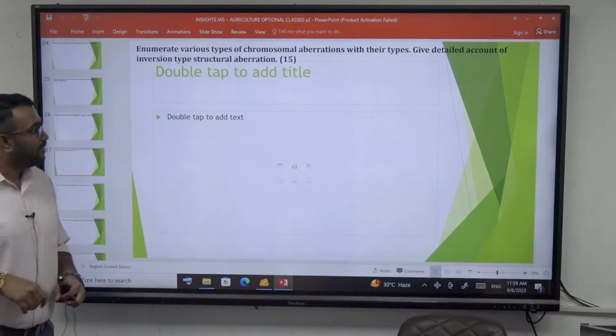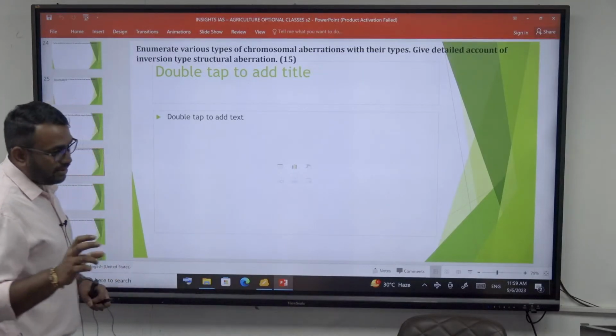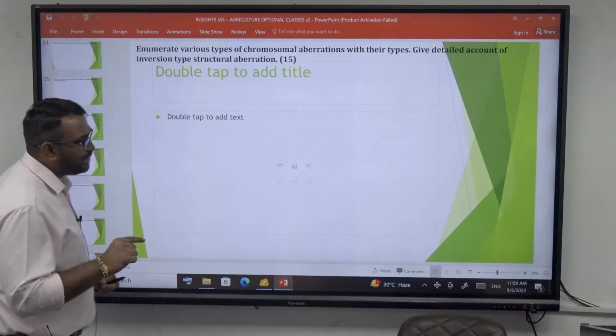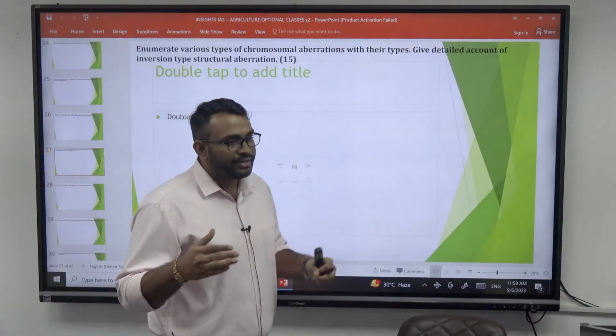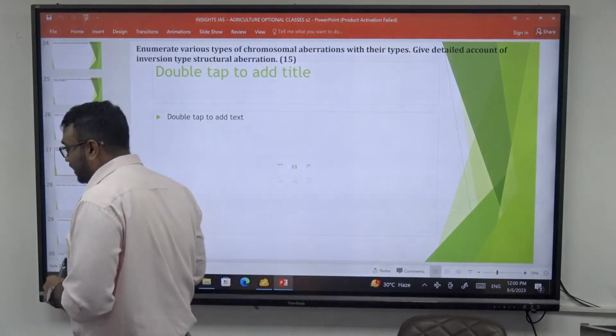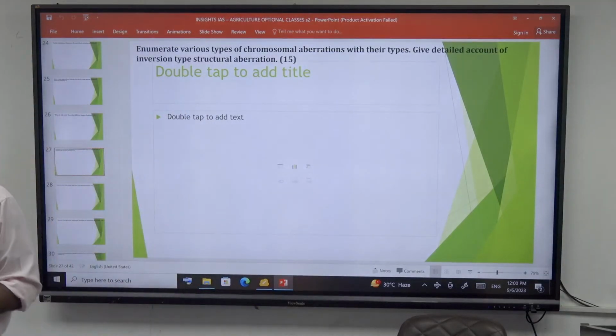Again, this is also a content-oriented question, right? It asks: enumerate various types of chromosomal aberrations with their types, and give a detailed account of inversion type of structural aberration. Though it says enumerate, it is for 15 marks. So while enumerating, make sure it is comprehensive, because in chromosomal aberrations we have both numerical and structural types. So give that classification in a box form and give it a title.